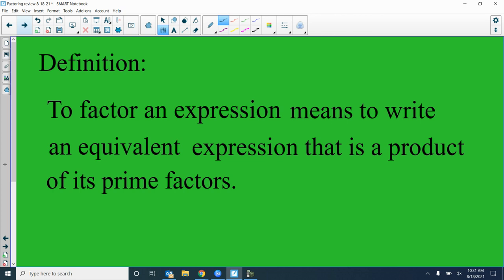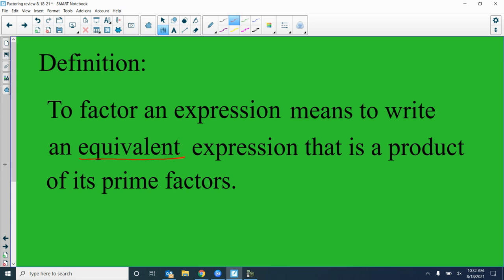Factoring in and of itself isn't that exciting, but it's just something you need to be able to do. This is one of those things where you do this, you know how to do it, but sometimes you really don't know the definition. Three key words. To factor an expression means to write an equivalent expression.